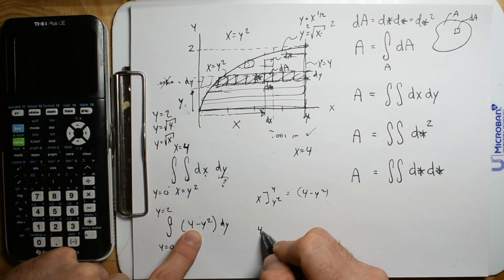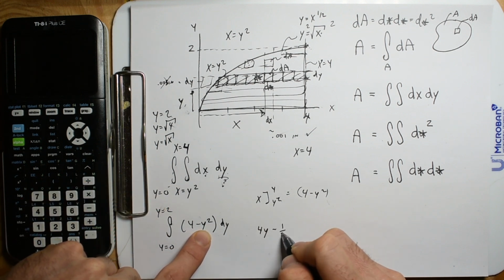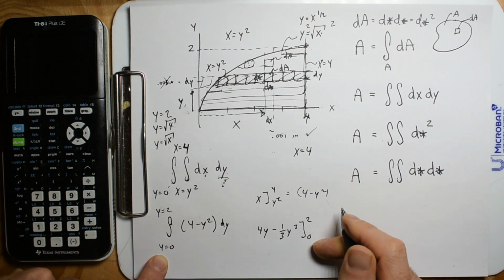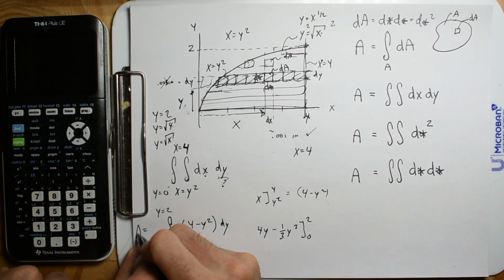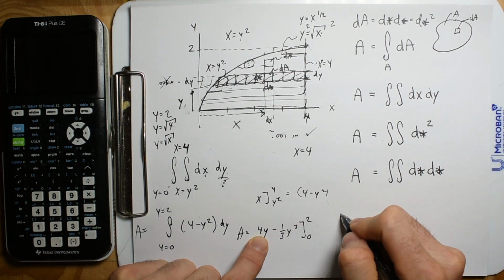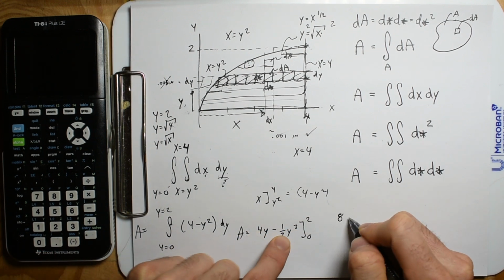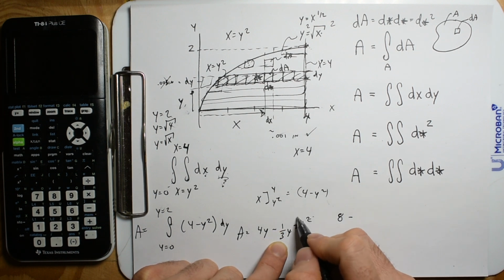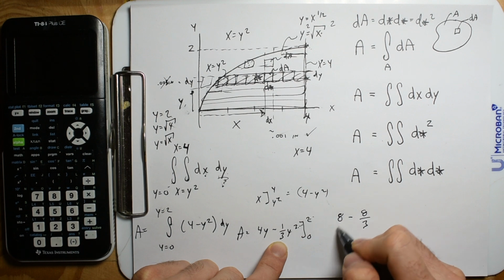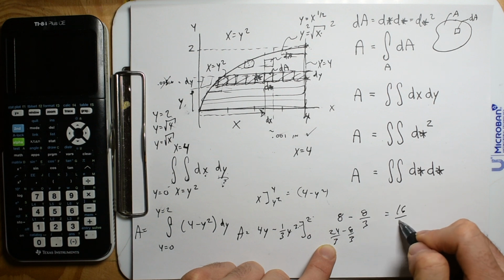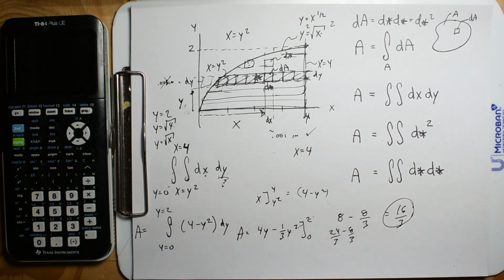We're going to get 4y minus 1/3 y cubed. These are our limits of integration. And this is just going to be our area. So we're going to get 8 minus, 2 cubed is 8, so 8/3. 8 minus 8/3, that's going to be 24/3 minus 8/3. That's going to be 16/3. And that's going to be our answer.